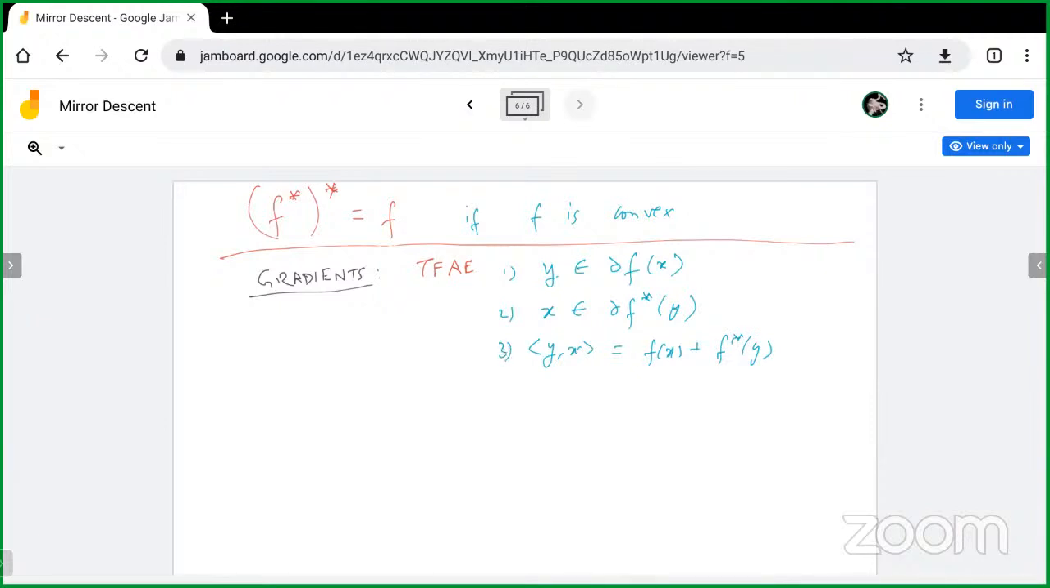The following are equivalent. This is interesting because it also tells you a way to find these gradients, because the third condition is an equality. So if you know one gradient, then you can pick the other one. So let's prove one implies three.